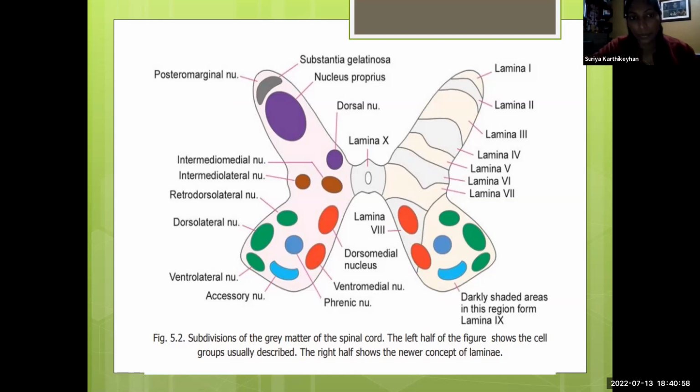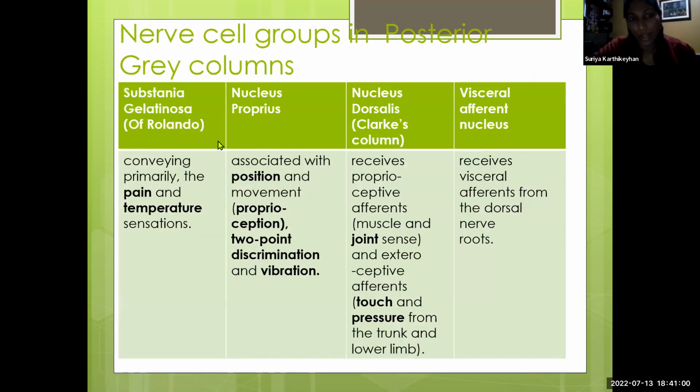We are going to see that in detail now. The substantia gelatinosa of Rolando mainly receives the pain and temperature sensations. These are all very important. We all know about the general sensations. They can be grouped as pain, temperature, vibration, position sense, joint sense, proprioception, exteroceptions. These general sensations can be classified broadly like this. So we can actually feel the pain, temperature, vibration and all. So the substantia gelatinosa of Rolando receives mainly the pain and temperature sensations.